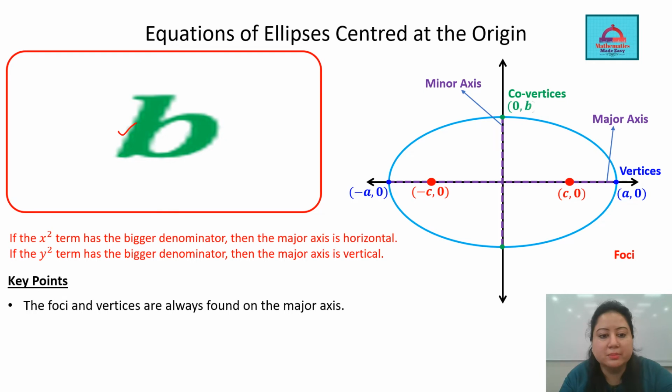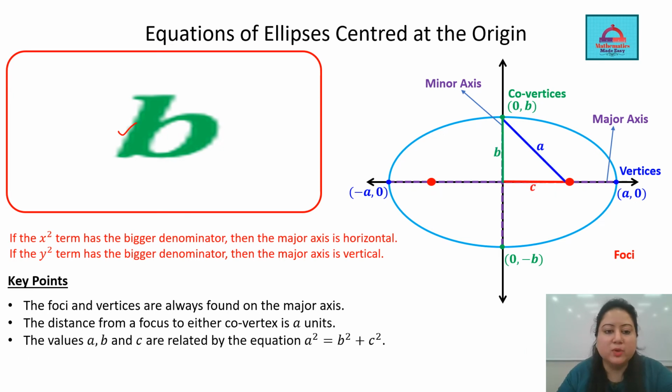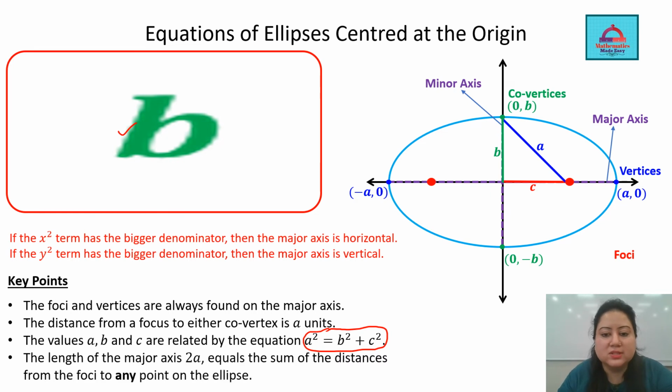Now some key points to remember: the foci and vertices are always found on the major axis. So even if it is a vertical or a horizontal ellipse, accordingly the points are going to move, but still they'll be on the major axis always. The next point, the distance from a focus to either co-vertex is a units, and then a very, very important equation, the relationship between a, b, and c for an ellipse. This you can remember by remembering the Pythagoras theorem. So it's like sum of squares is equal to the third square. So yes, a square equals b square plus c square, that's the relationship you need to learn, because you'll be solving questions based on this.